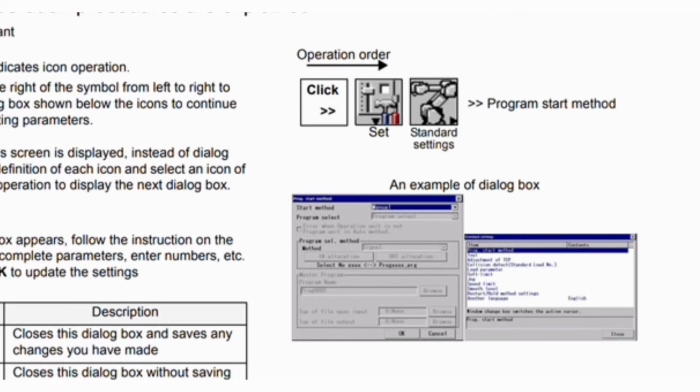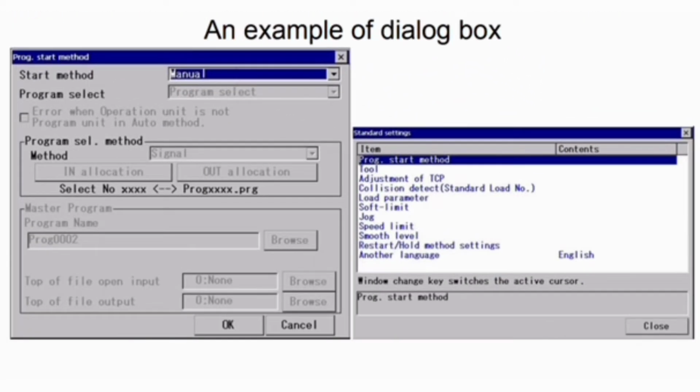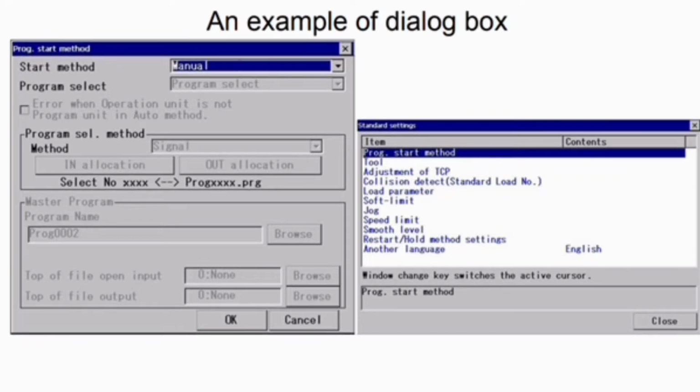You can see in this image the operation order. Click Set, Standard Setting, Program Start Method. An example of a dialog box. You can see in this image the dialog box completely. Here you can see program start method, program select, program selection method, selection number, program. Here you can see OK and Cancel.